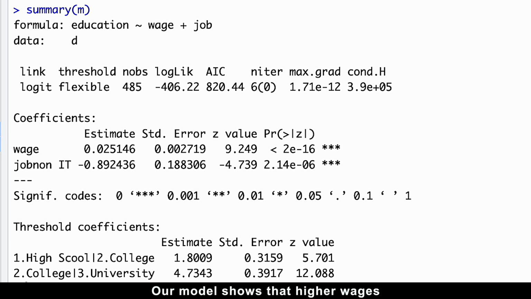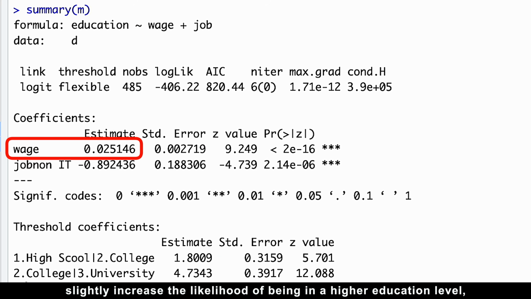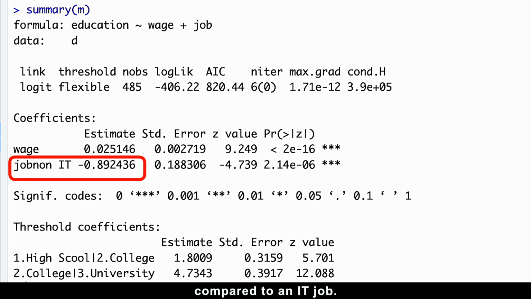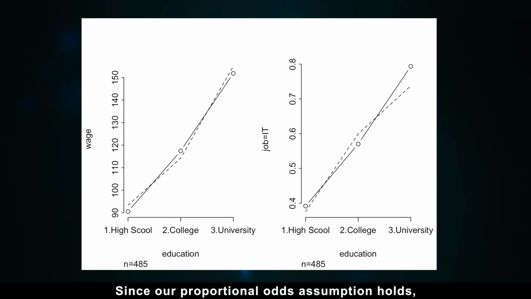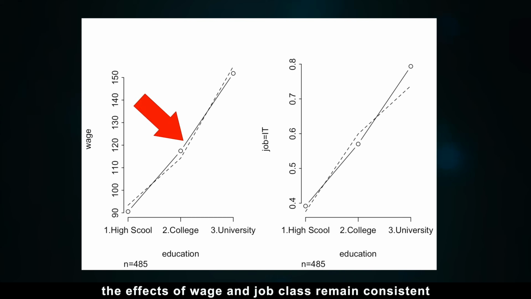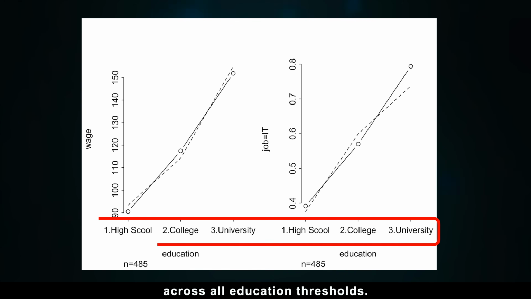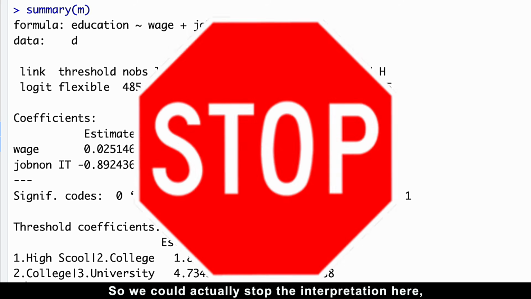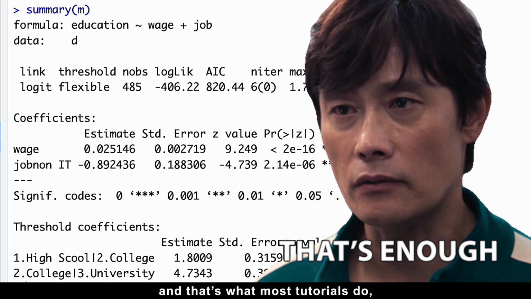Our model shows that higher wages slightly increase the likelihood of being in a high education level, while having a non-IT job decreases this likelihood compared to an IT job. Since our proportional odds assumption holds, the effects of wage and job class remain consistent across all education thresholds. So we could actually stop the interpretation here. And that's what most tutorials do.